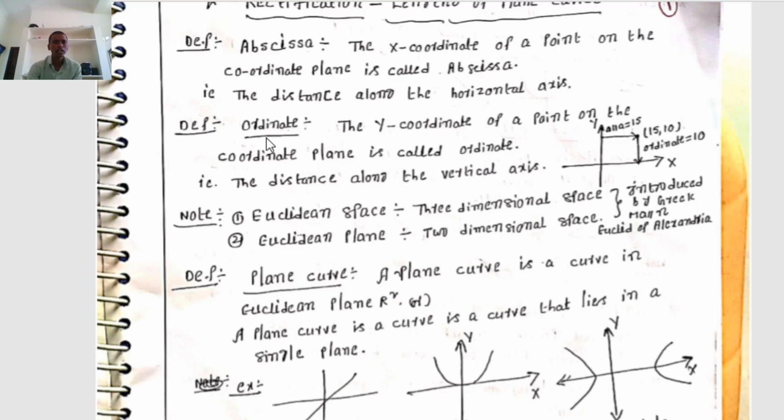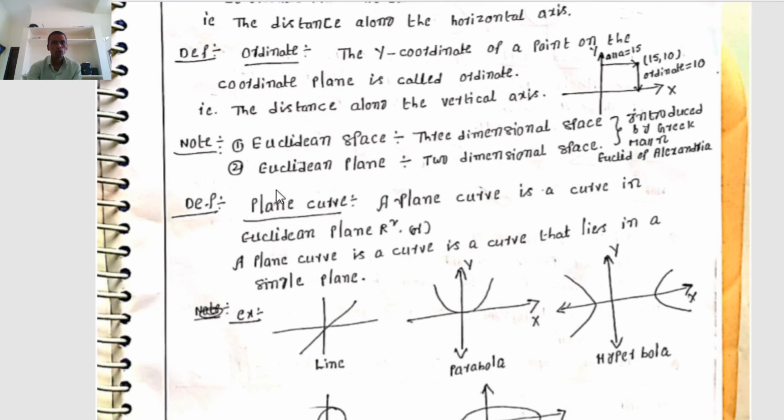Second one, ordinate. Ordinate means the y coordinate of a point on the coordinate plane. That is the distance along the vertical axis.